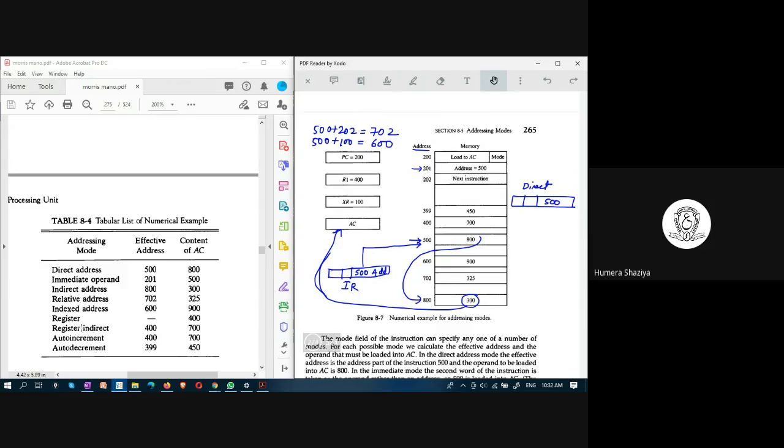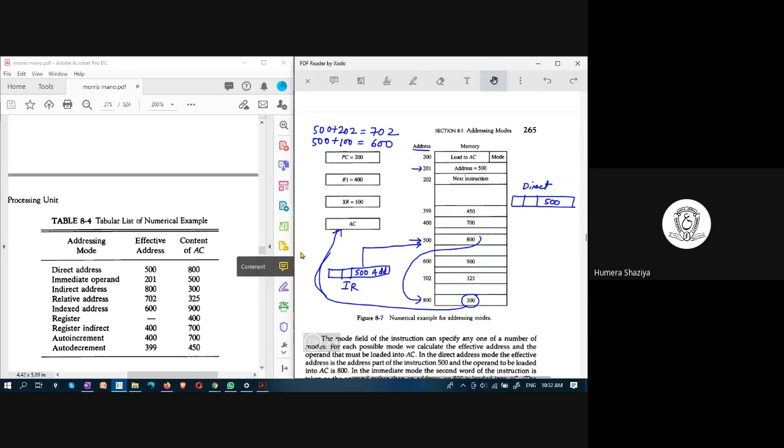Register means you don't have to go to memory. In register, you will find the address. Here R1 has a value 400. So you go to 400 and get the operand value. R1 has the address value.